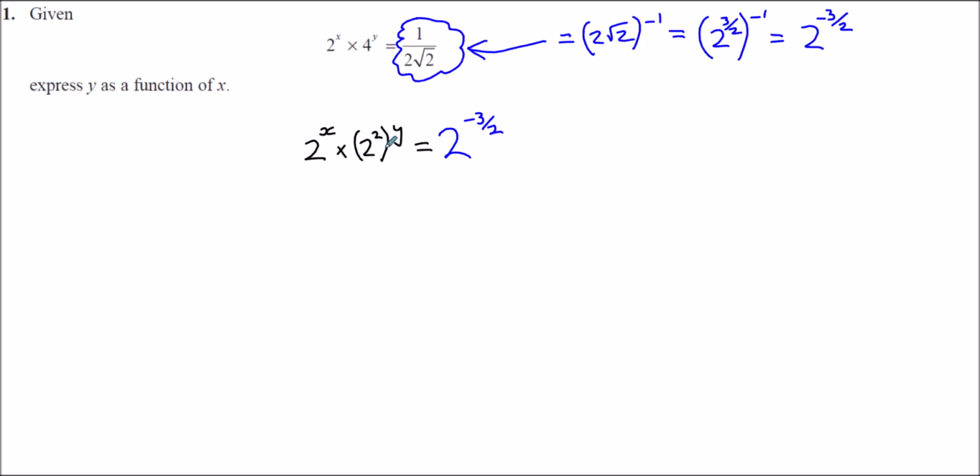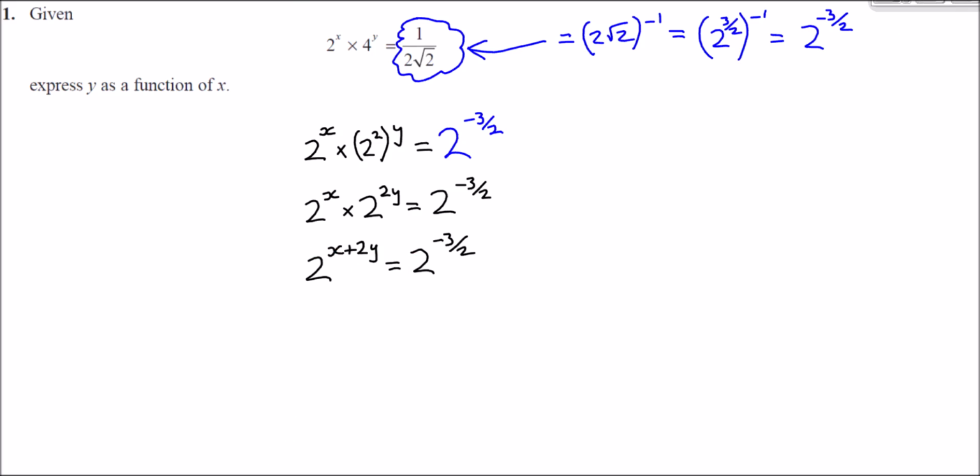We can simplify this by using the laws of powers. So this becomes 2 to the power x times 2 to the power 2y equals 2 to the power negative 3 over 2. We can combine this again using the laws of powers into 2 to the power of x plus 2y equals 2 to the power minus 3 over 2. So now we have an equation, one side is equal to the other, obviously.